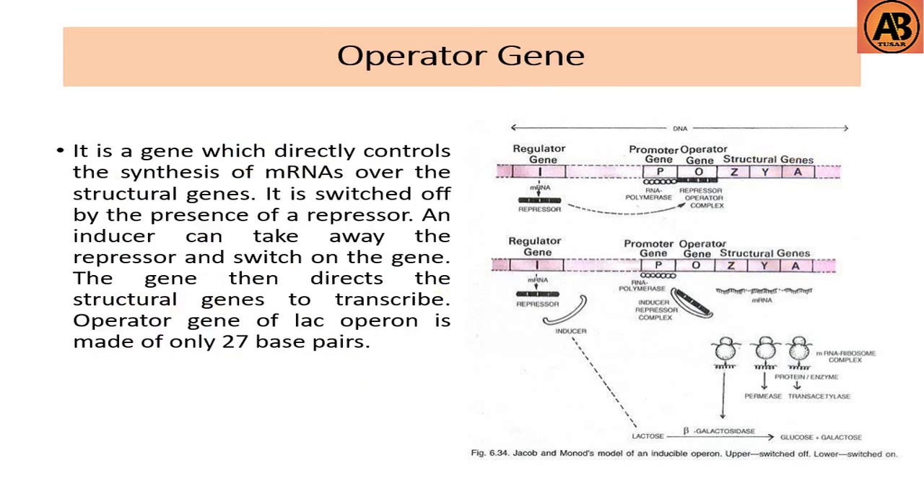Then operator gene. Here you can see O gene. O gene means operator gene. It is a gene which directly controls the synthesis of mRNA over the structural genes. That means operator gene controls synthesis of mRNA over the structural gene. It is switched off by the presence of a repressor, and inducer can take away the repressor and switch on the gene. The gene then directs the structural genes to transcribe. Operator gene of a Lac Operon is made of only 27 base pairs.